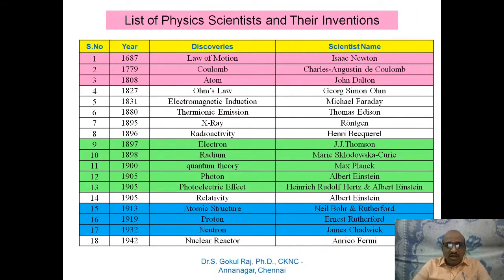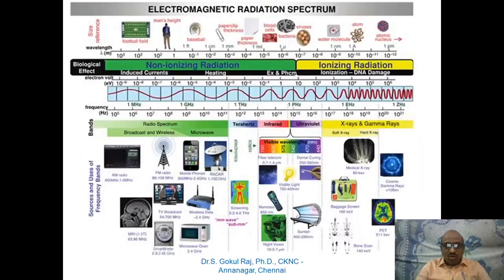Here, I have given a list of physicists and scientists and their inventions. In the 16th and 17th century, when Newtonian mechanics were introduced, there was only a basic understanding of physics and physical phenomena. During the mid 18th century, by the introduction of Ohm's law and electromagnetic induction, we were able to identify different electromagnetic spectrums available till that day. But when quantum theory was introduced from 1905 to 1920, a bigger revolution took place. Now, due to this, we were able to get a wide range of the electromagnetic spectrum.